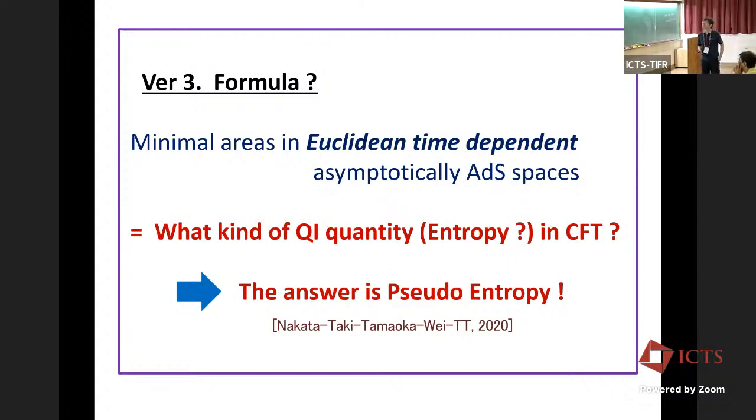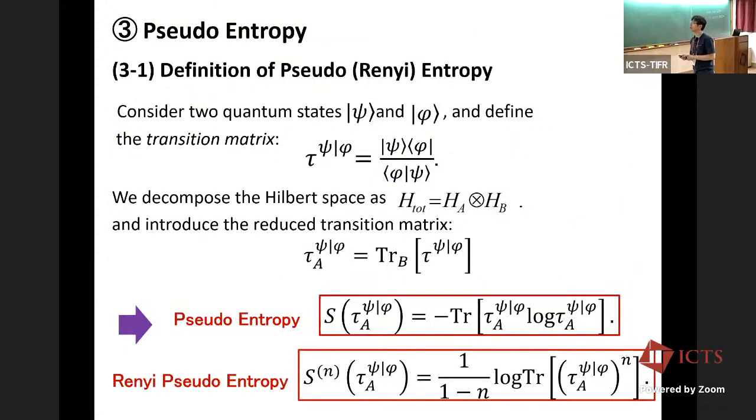And then the question is what kind of quantum information quantity in CFT is dual to this minimum area. Naively, one might think of some entanglement, but this is not true because two states are involved, psi1 and psi2. The correct answer is this quantity which we call pseudo entropy. So what is pseudo entropy? Let me give a definition. This is actually very simple.